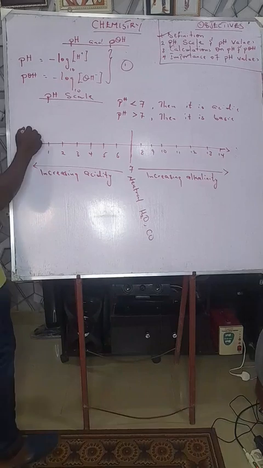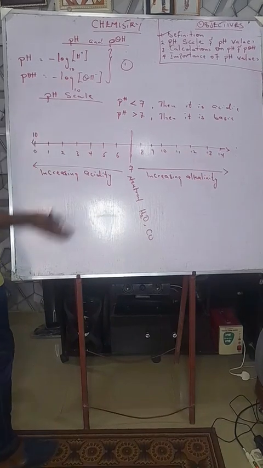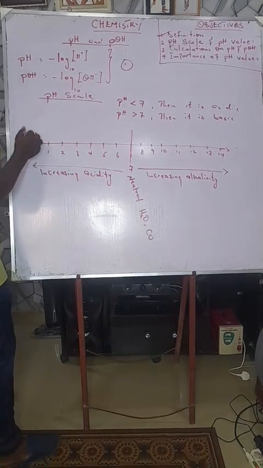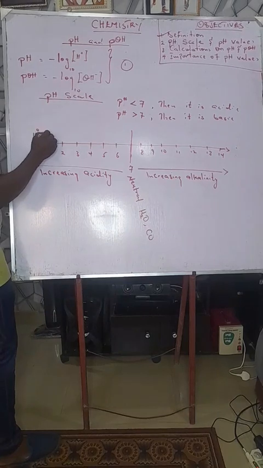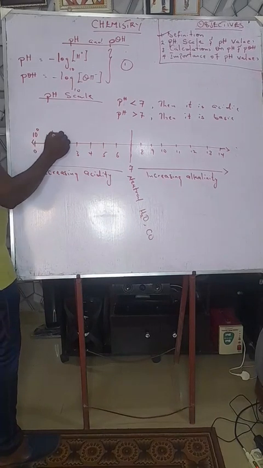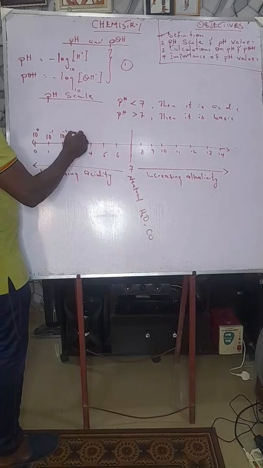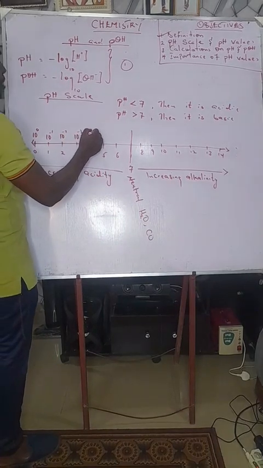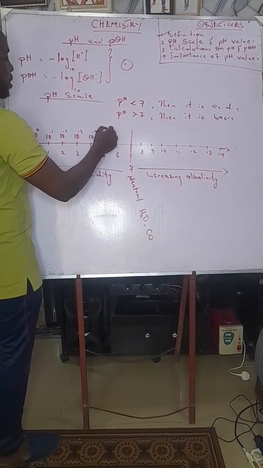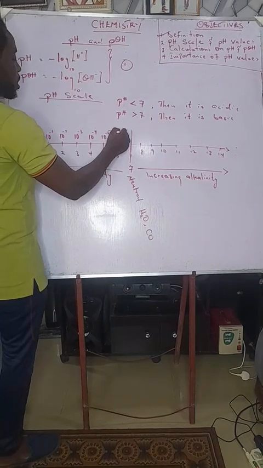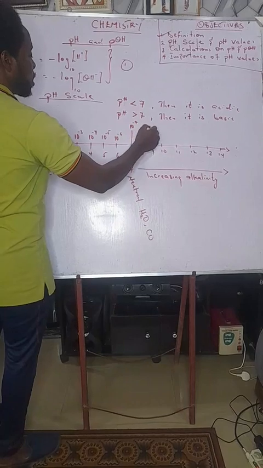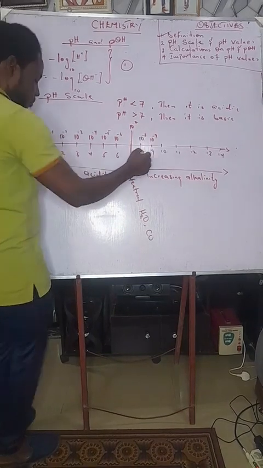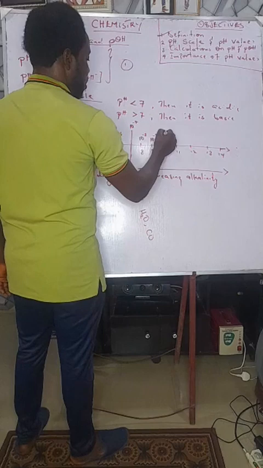And if you remember your mathematics, all these are mathematics. 10 raised to power 0 will give you 1, 10 raised to power minus 1, 10 raised to power of minus 2, 10 raised to power of minus 3, 10 raised to power of minus 4, 10 raised to power of minus 5, 10 raised to power of minus 6, 10 raised to power of minus 7, 10 raised to power of minus 8, 10 raised to power of minus 9, 10 raised to power of minus 10.